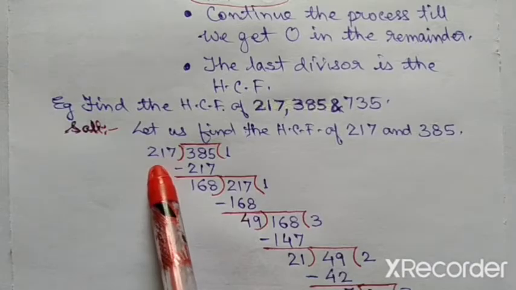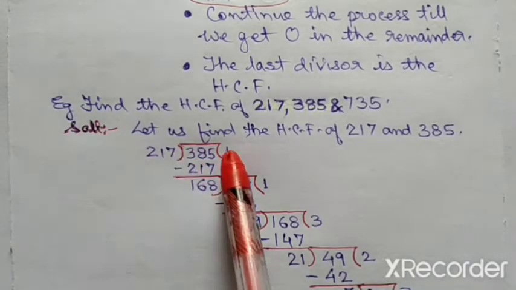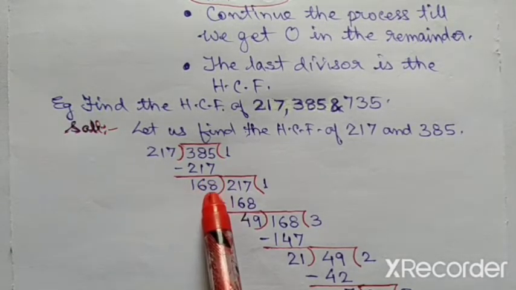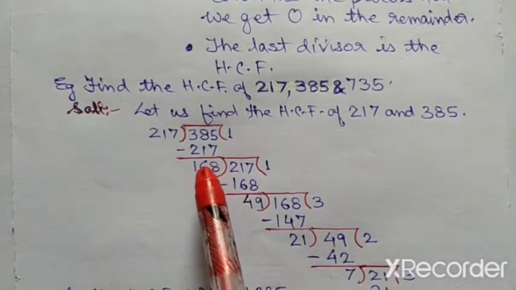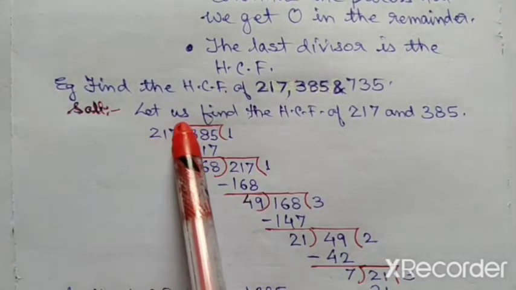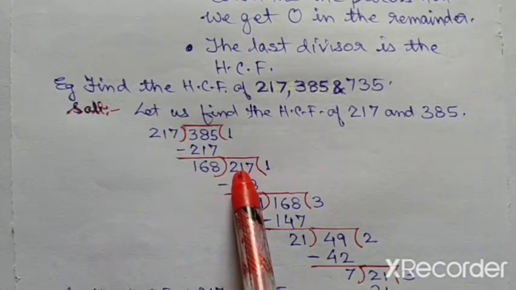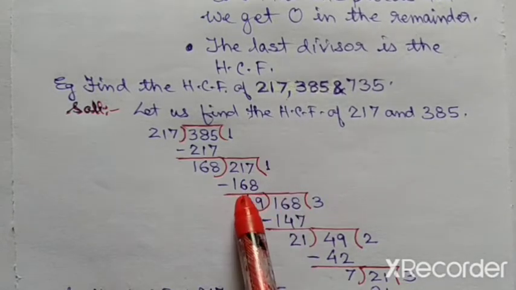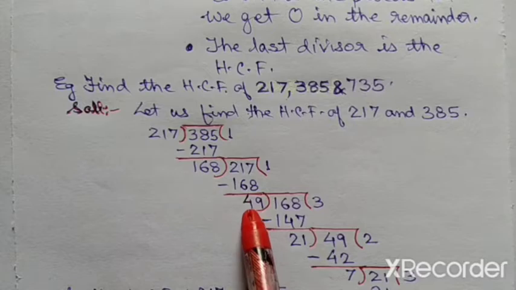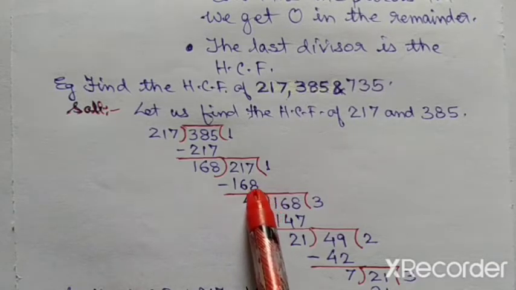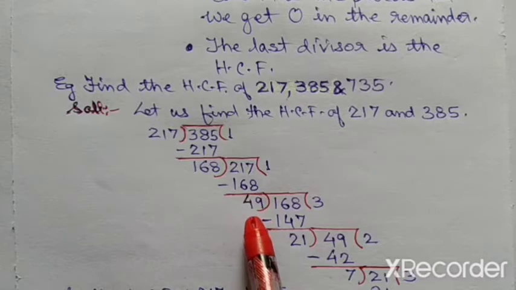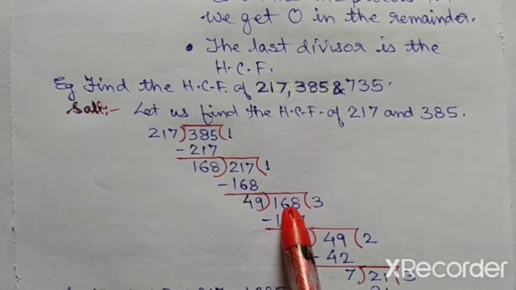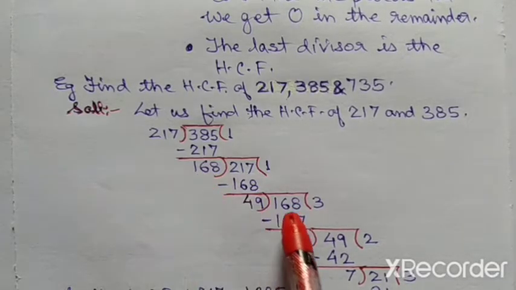So simple, children: divide 385 by 217, go one time, subtract 217 from 385, that is 168, the remainder. Now, children, this remainder becomes the divisor, and this divisor 217 now becomes the dividend. Again divide as usual, go one time. Write here 168, subtract, 49 is the remainder. Now this 49 will become the divisor in the next division and this 168 will become the dividend, because in the previous step it was the divisor.